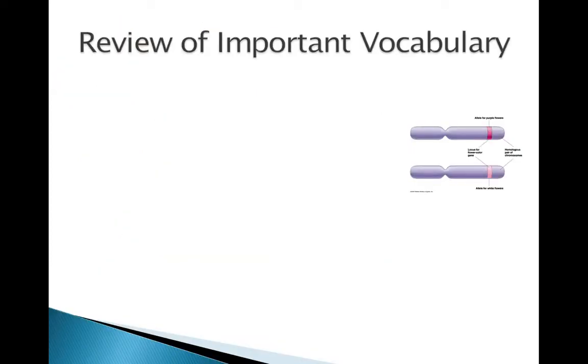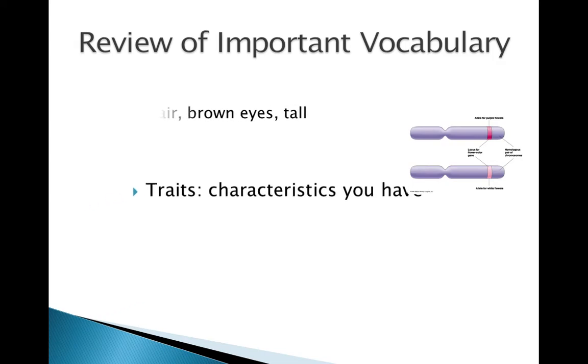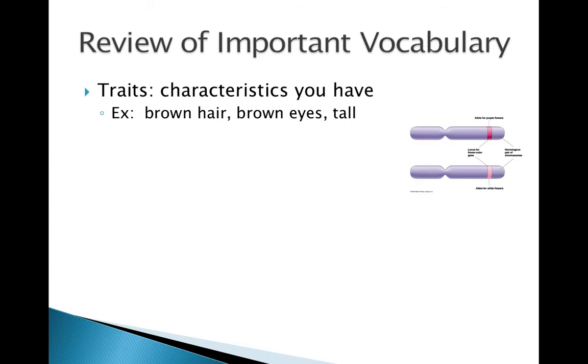First, we're going to review some important vocabulary that goes with this unit. A lot of this you learned about in your last unit, which was genetics, learning about how things are inherited. So traits, those are the characteristics you have. Examples here are brown hair, brown eyes, being tall. Other ones could be having 2 kidneys, the shape of your eyes, your hair color, having freckles. All of those things are traits that make us all unique and different, and also make you different from other organisms, like monkeys or chipmunks.